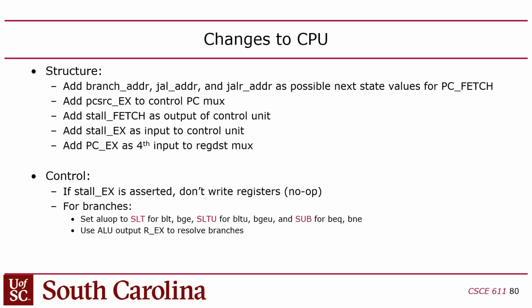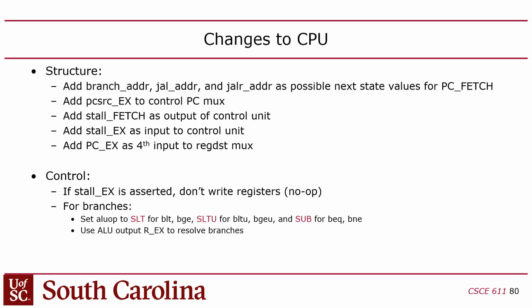So what do you have? This slide shows a list of things you have to change on your CPU. You have to add the branch address, JAL address, and JALR address. These are effective addresses that I gave you the code for. You have to make those possible next states for the PC fetch.